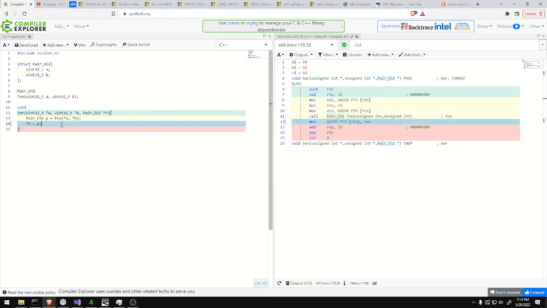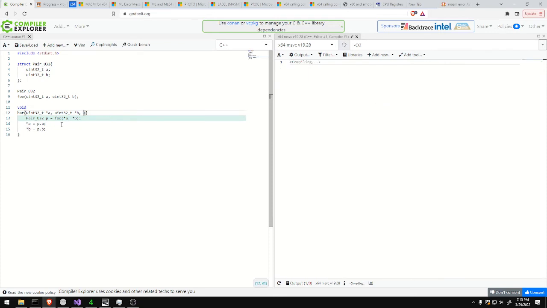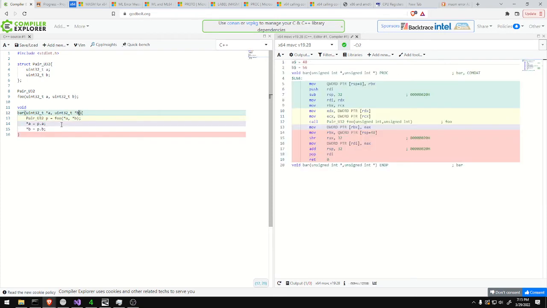But now it can just... All right, so what I have to do is get it to... Let's do this. P.A, P.B. Can you show me that? Okay, so it gets back a pair of U32, which is 64 bits. So it's going to try to stuff that into one register without doing any extra work, I think.